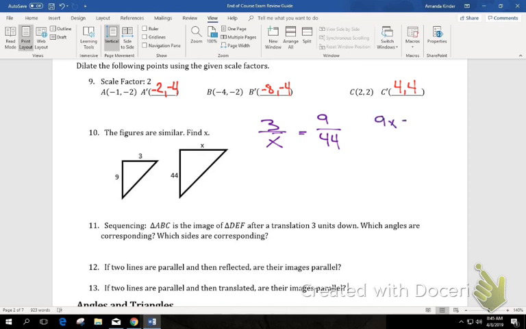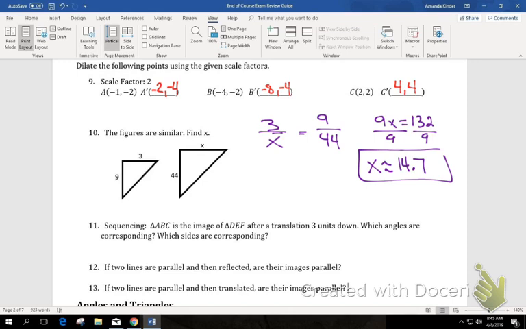All right, 9x equals 132. Divide both sides by 9. And what happens is I have to approximate my answer to the nearest tenth. Okay, 14.7. Is there a label? No, just 14.7. All right, that approximation is never going to go away.